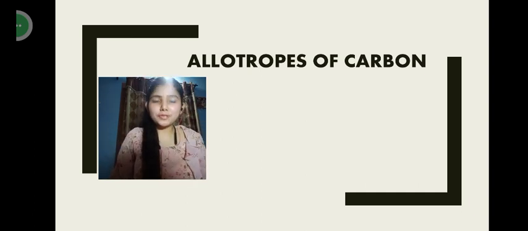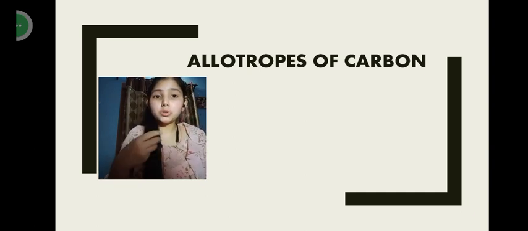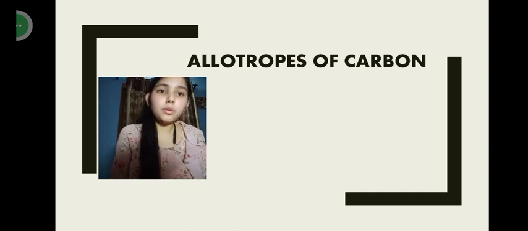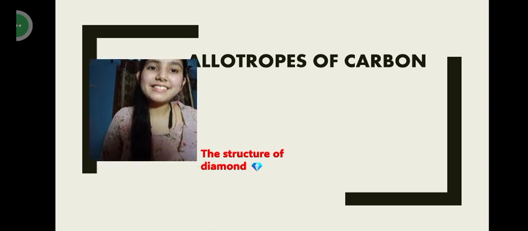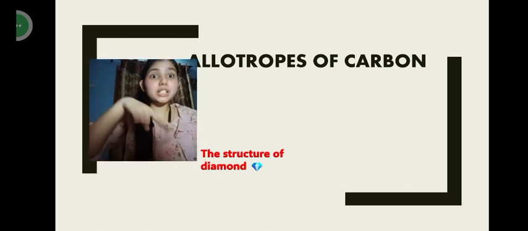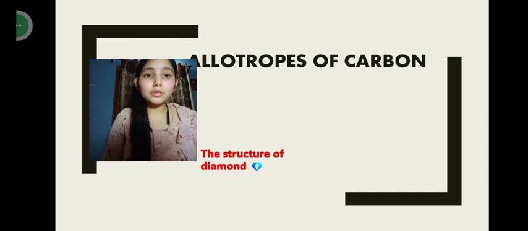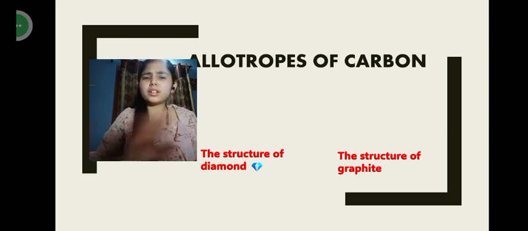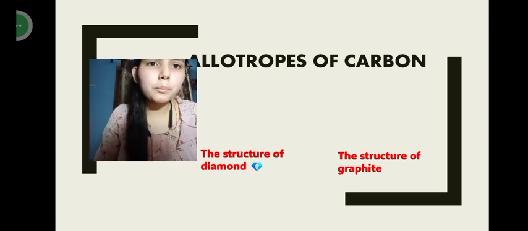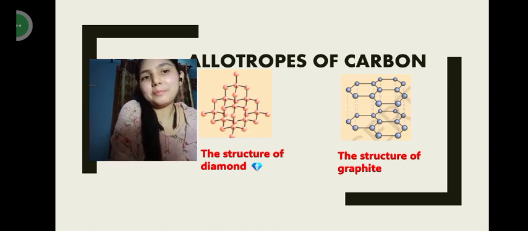So, allotropes of carbon. In this video we are discussing 3 allotropes of carbon which are very important from your exam point of view. The first one is the structure of diamond, as we discussed in the first slide. Then the structure of graphite. We are learning them parallelly, so nothing to worry about. This is the structure of diamond and this is the structure of graphite.